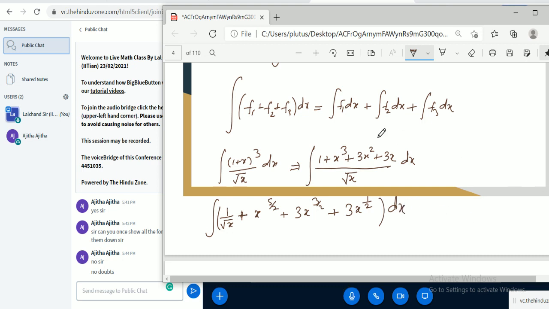Are you getting my point up to this? Is there any doubt up to this step?